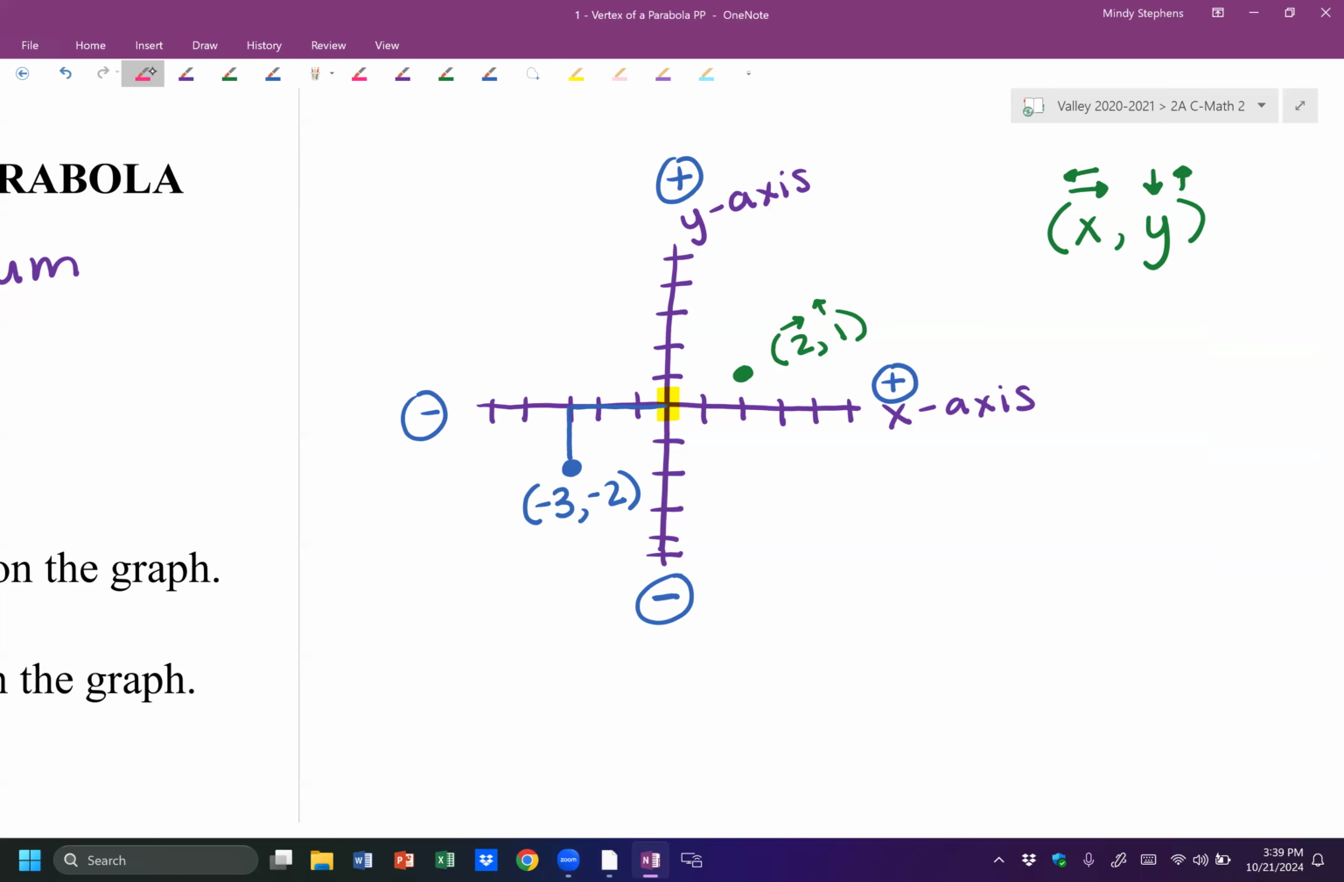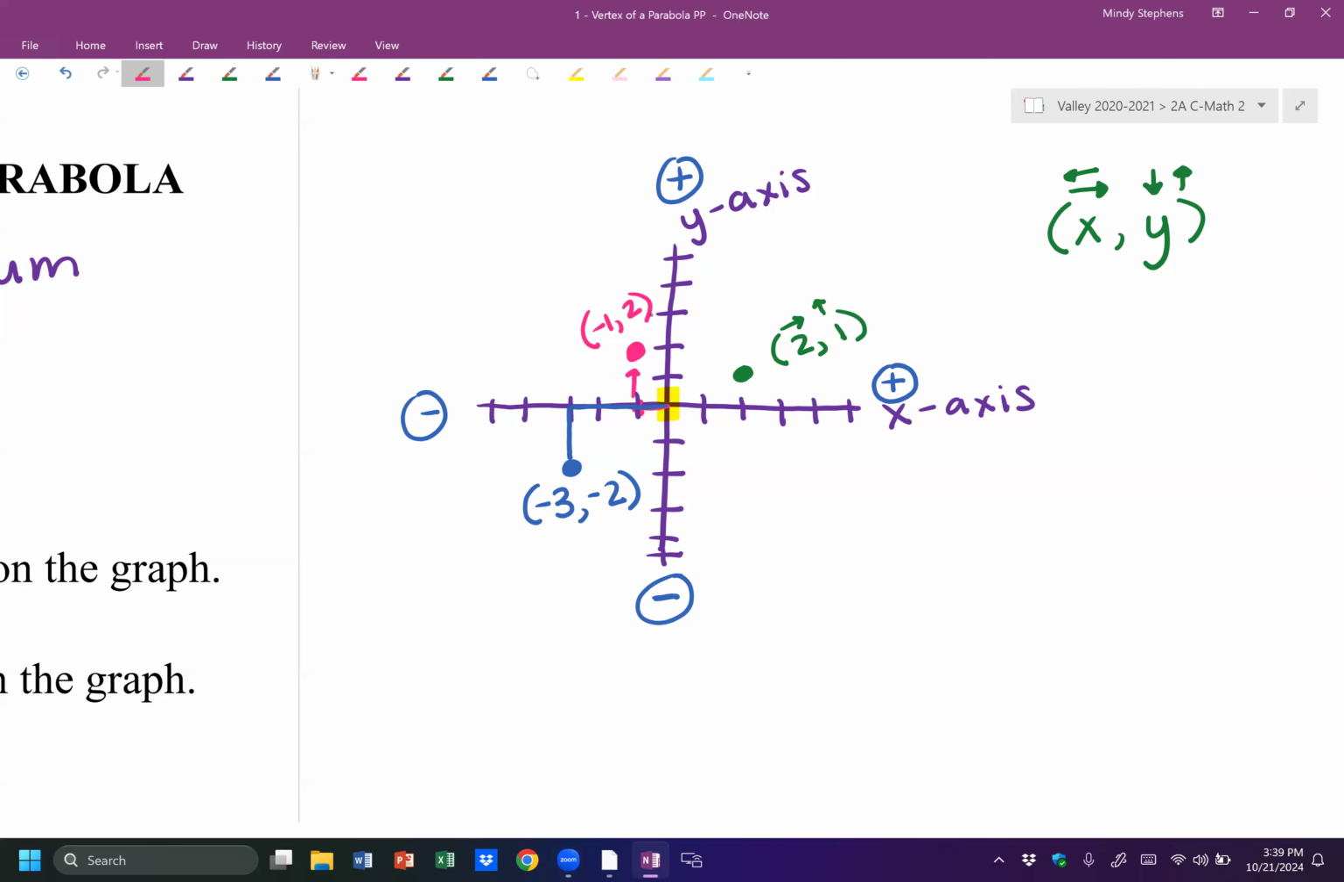So let's do another one. Let's say I did one right here. I do a dot there, and I want to name what that is. So first I would move left, this direction first, then I would move up from there. So left 1, which is -1, and then up 2. So left 1, up 2. So that's how we name ordered pairs.